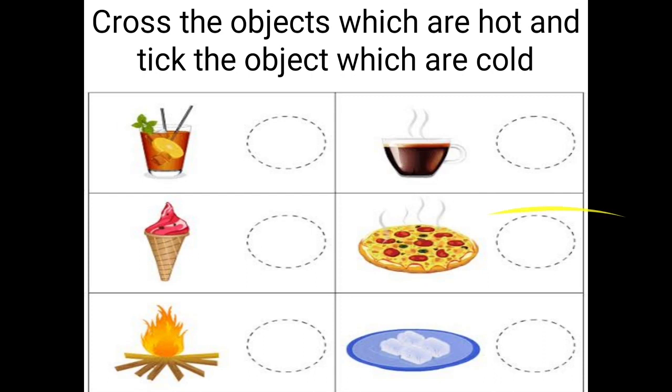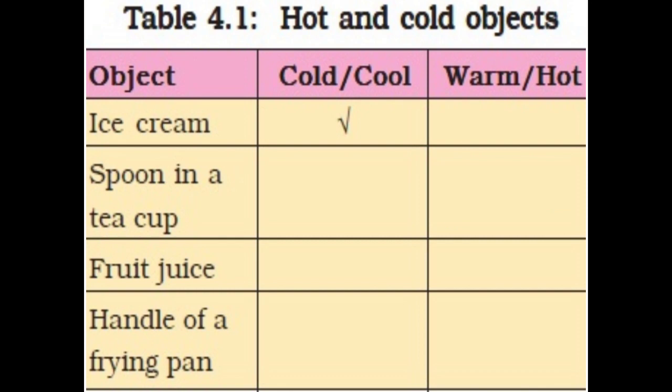Another one, see this table. The objects are also mentioned here, and you can also tell me which one is cold and which one is hot. Like ice cream is always cold. Similarly the other objects are given, and you can tell me which one is hot and which one is cold.